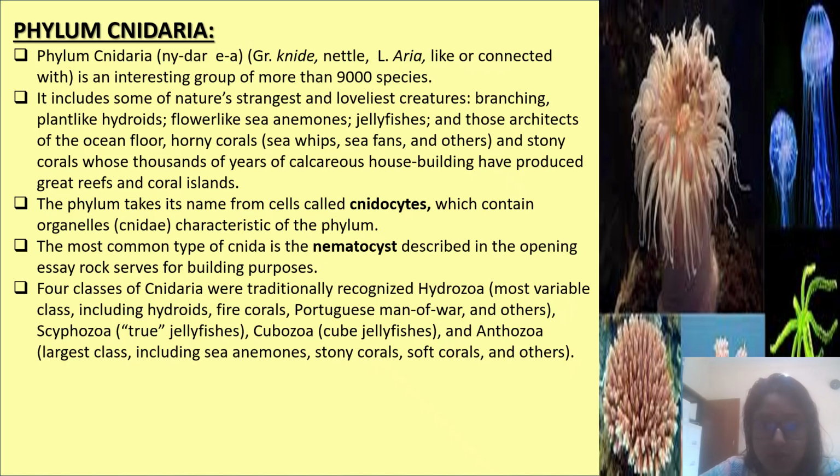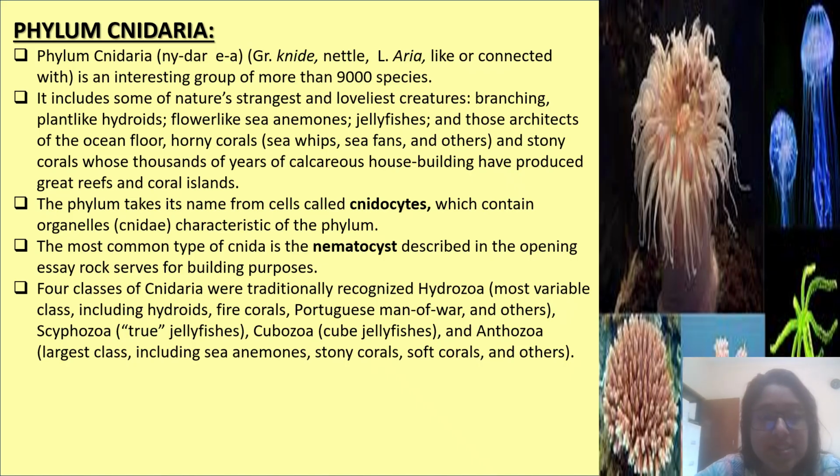Cnidaria is a Greek word, with the meaning "nettle". It is an interesting group of more than 9,000 species. It includes some of nature's strangest and loveliest creatures: branching plant-like hydroids, flower-like sea animals, jellyfishes, and the arboreal forms of the ocean floor, horny corals, seaweed, sea fans, and others, and stony corals whose thousands of years of calcareous house building have produced great reefs and coral islands.